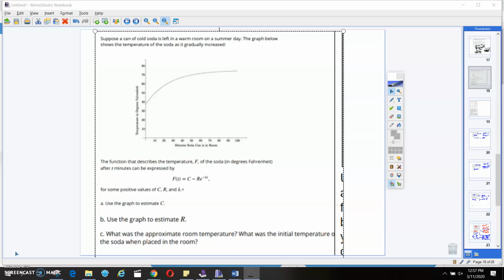So, what is C going to be? Hey, I'm talking to you. Huh? Use the graph to estimate C. So, what is C going to be?